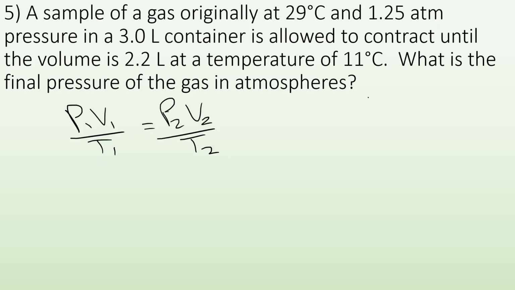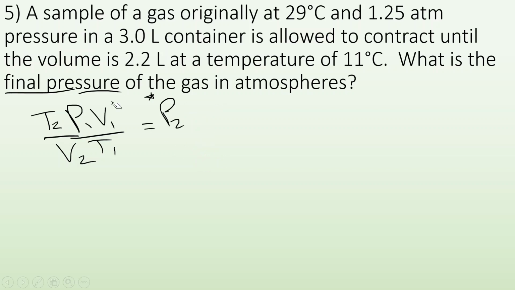So what are they asking me for? The final pressure. So I'm trying to get P2 by itself, which means I've got to multiply T2 to both sides to cancel that out and divide by V2 on both sides to cancel that out. So now I have my equation. P2 equals T2 P1 V1 over V2 T1. So now I just plug and chug.